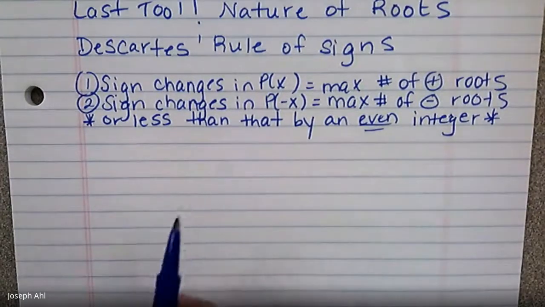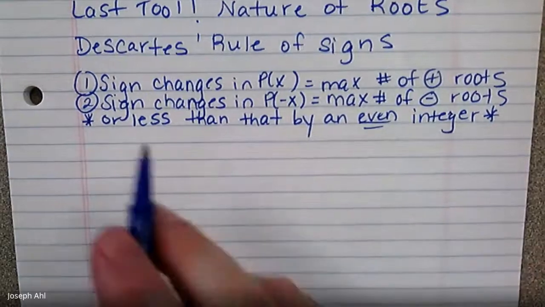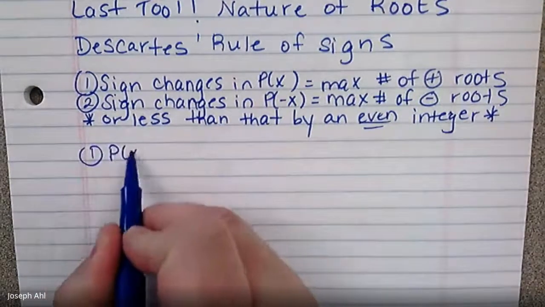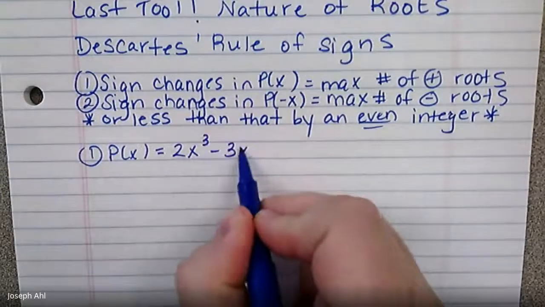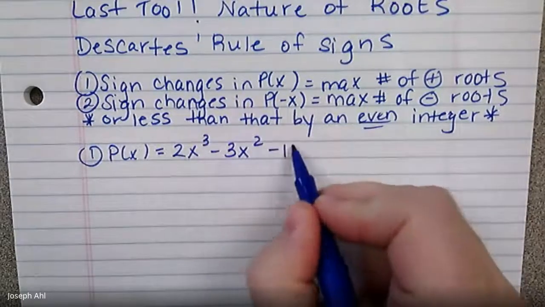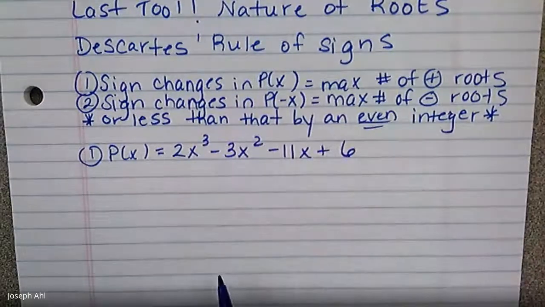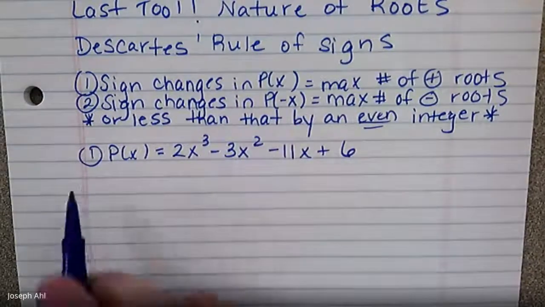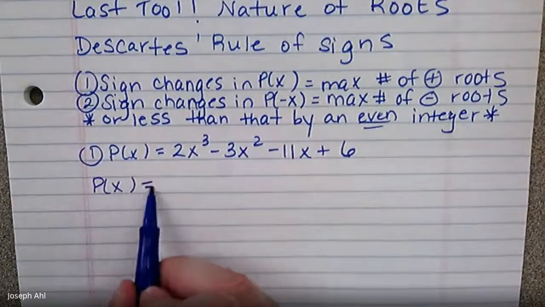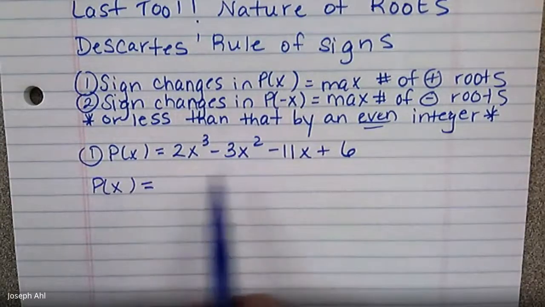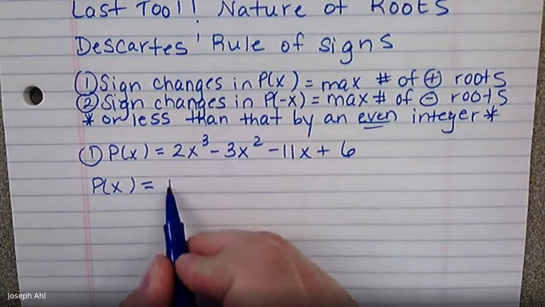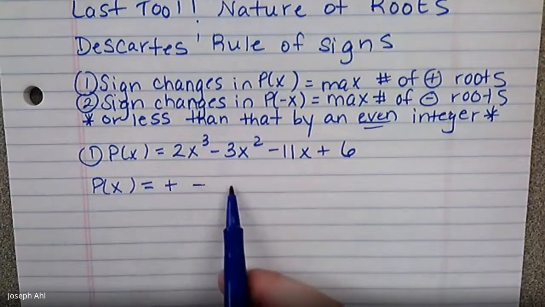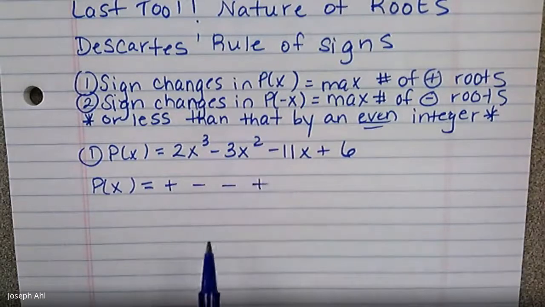So let's see. Our function that we've been really studying pretty hard today so far is p of x equals 2x cubed minus 3x squared minus 11x plus 6. So the first part will be pretty easy for us. We're going to look at the sign changes in p of x. The signs that I'm talking about are the signs of the coefficients. The first coefficient is a positive 2, then it's a negative x squared, a negative x term, and a positive 6 at the end.